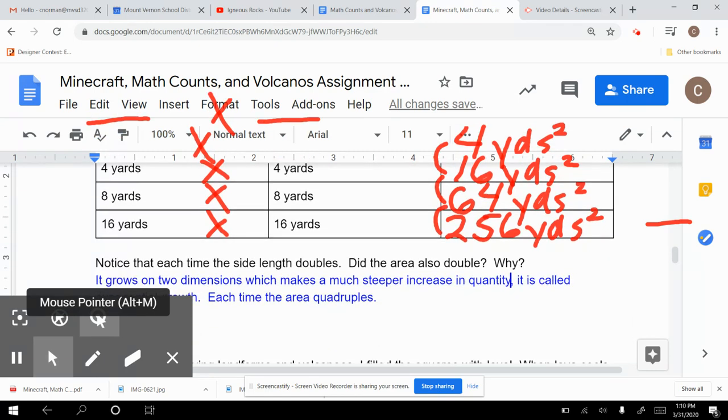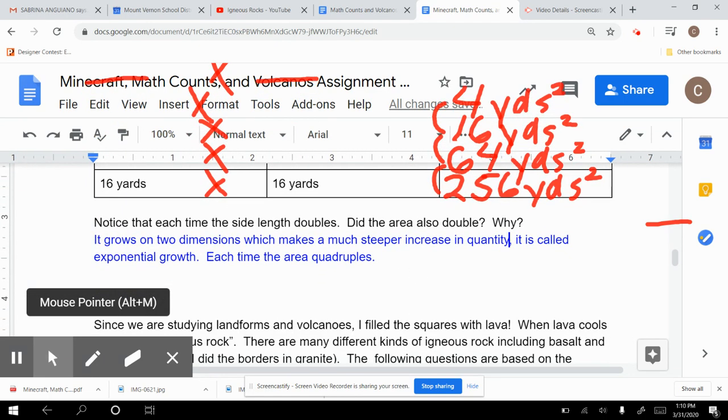The next question says, notice that each time the side length doubles, did the area also double? Why? Well, no, it more than doubled, right? So it actually quadrupled every time. And the reason is that area grows exponentially. It grows in 2 dimensions, not just 1 dimension. So each time you double the side, you're going to have to multiply it by the double of the other number, which makes that number get a lot bigger quicker. So in this case, we can see here that the area quadruples.